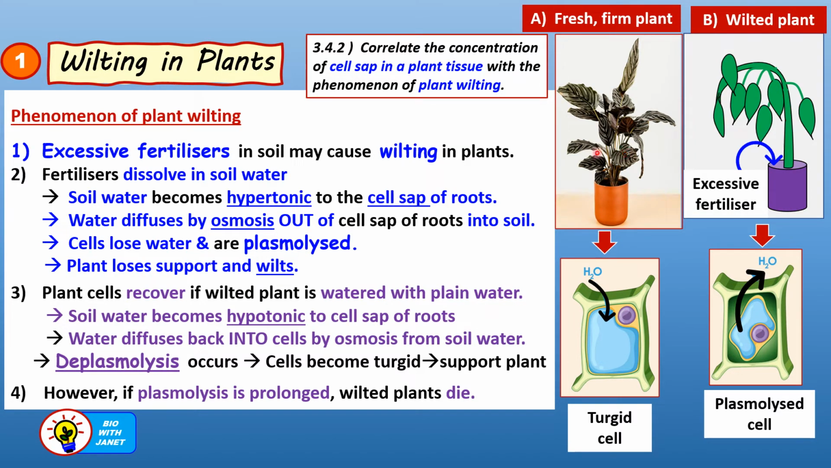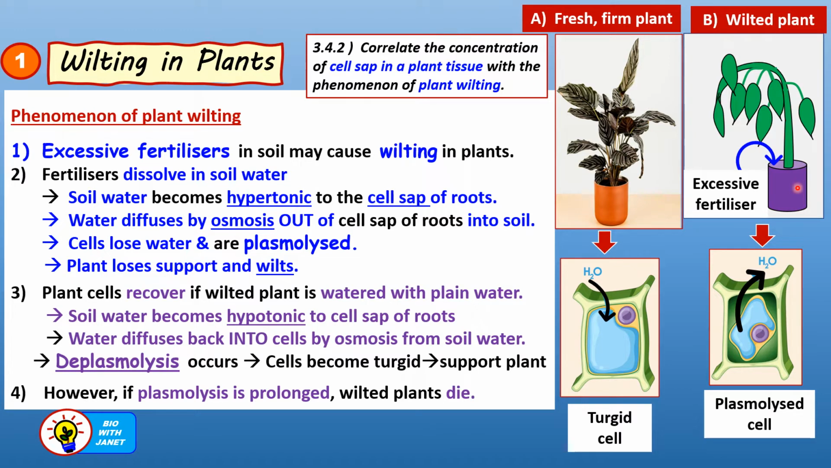Yes. Plant cells recover if the wilted plant is watered with plain water, or tap water. So when we water the plant and the soil with tap water or plain water, the soil water will become hypotonic, more dilute, compared to the cell sap of the cells. So water will diffuse back into the cells from the hypotonic soil water by osmosis.